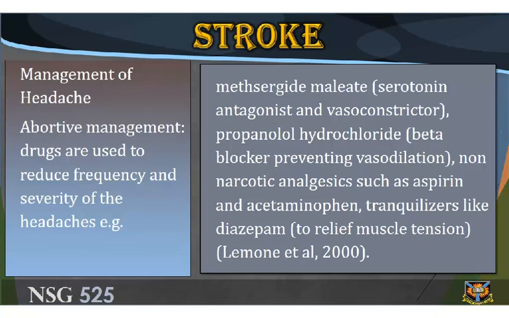Methysergide maleate, a serotonin antagonist and vasoconstrictor, propranolol hydrochloride, a beta blocker preventing vasodilation, non-narcotic analgesics such as aspirin and acetaminophen, and tranquilizers like diazepam to relieve muscle tension.